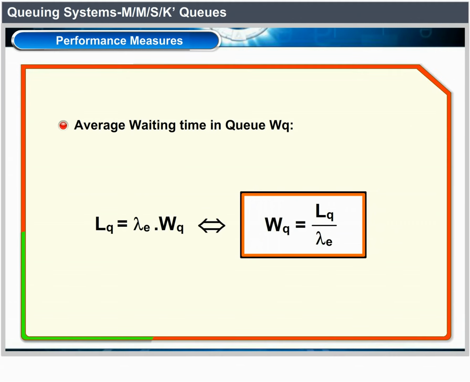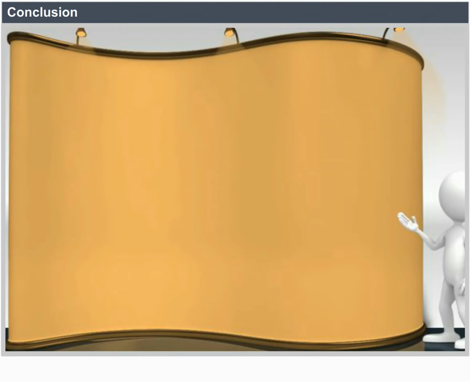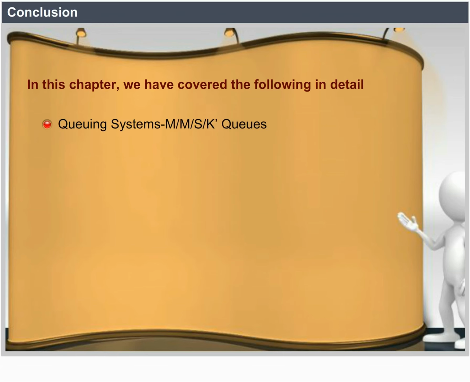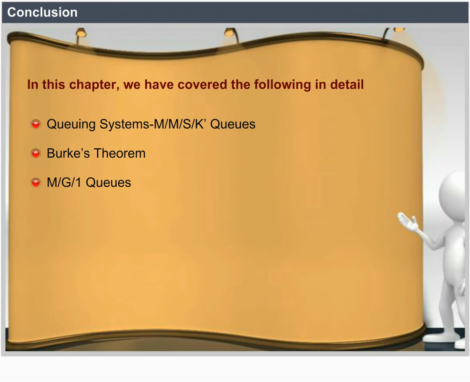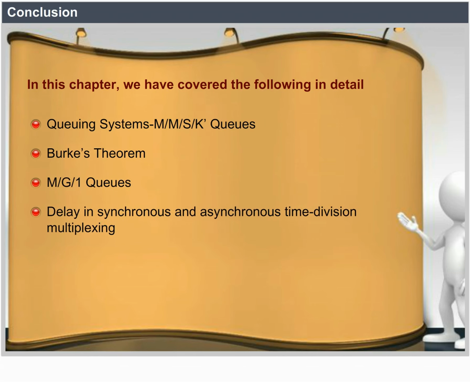Conclusion. In this chapter, we have covered the following in detail: queuing systems, M/M/S/K queues, Burke's theorem, M/G/1 queues, delay in synchronous and asynchronous time division multiplexing, network of queues, Jackson's theorem, closed queuing networks.